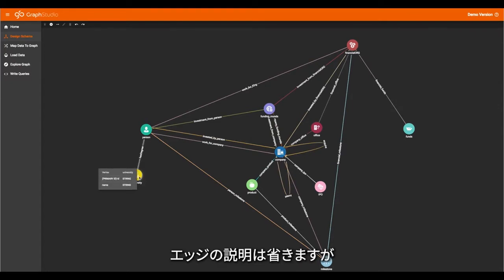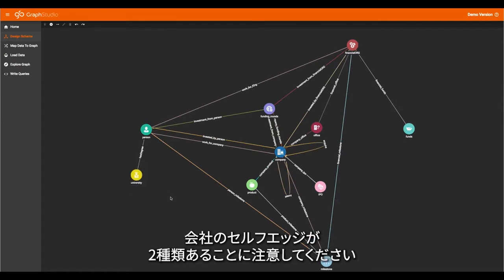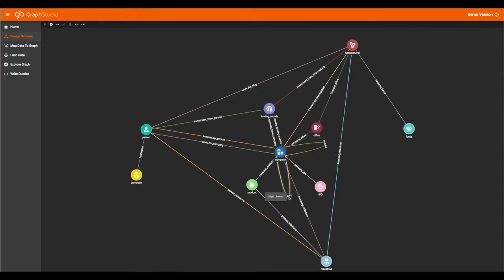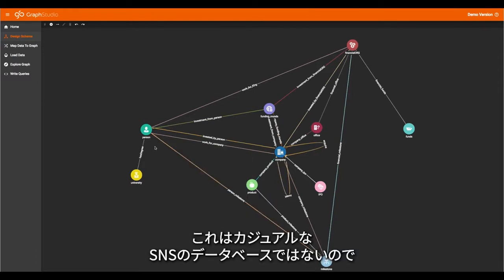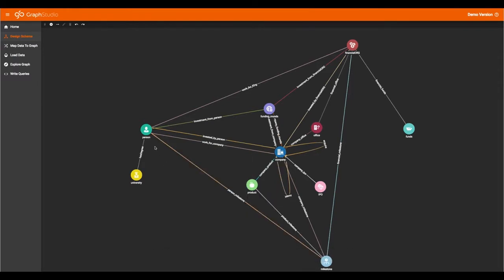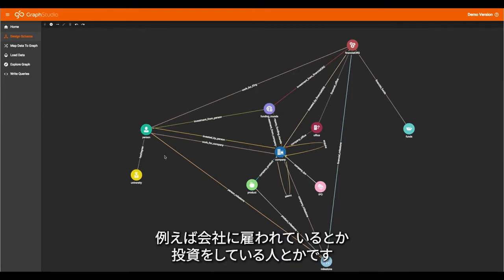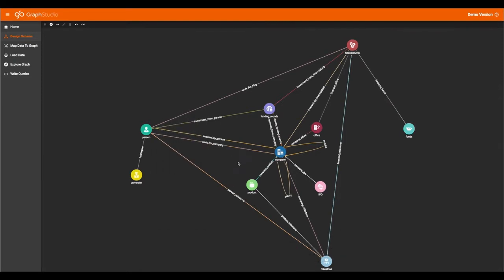I won't go over all the edge types, except to note that there are two types of self-edges for company. A company can acquire another company, and a company can invest in another company. Also, note that we do not have self-edges for person. This is not a casual social network database. Any relationship from one person to another must go through an edge to a specific vertex type to indicate the type of relationship, such as works for company or investment from person.